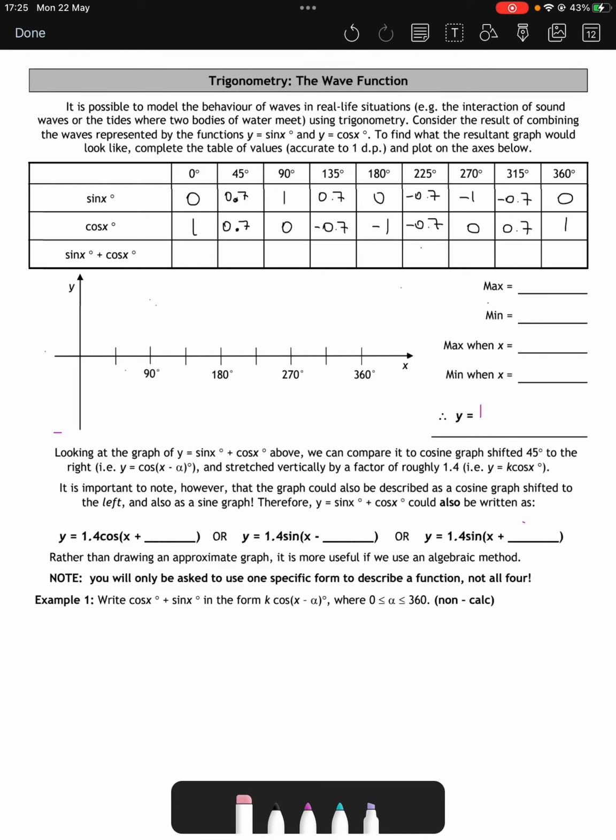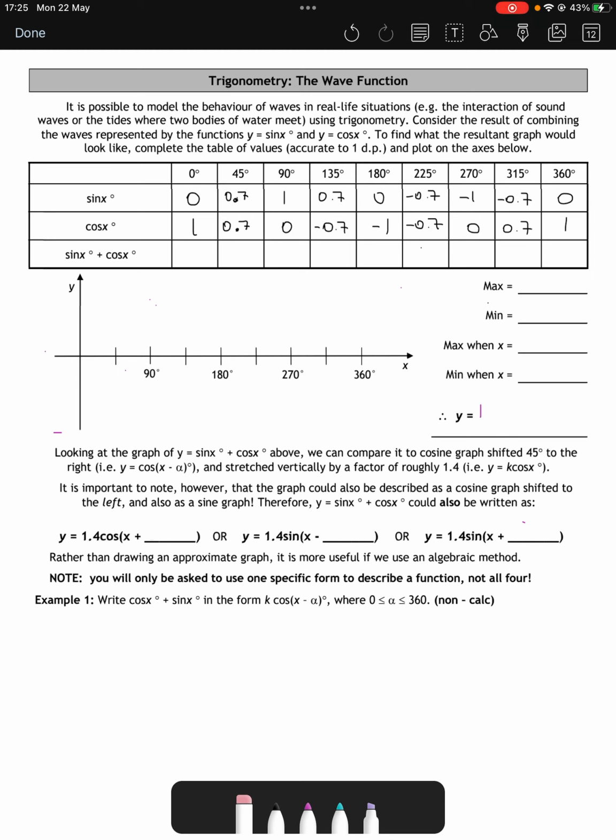Okay, so what we're going to look at today is the wave function. Now the wave function basically is the resultant graph when we add a sine and cosine graph together. This can be used in a number of real life situations, for instance, the interaction of sound waves, or the tides where two bodies of water meet. And it's obviously all about trigonometry. So basically we're looking at combining waves and seeing what that gives us.